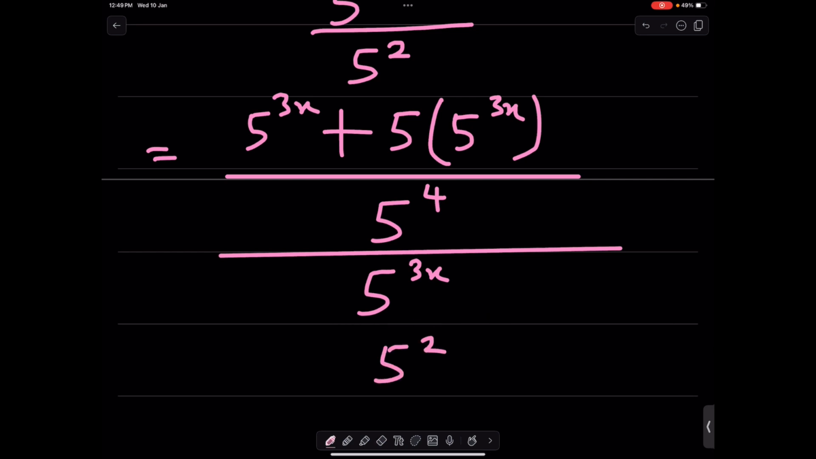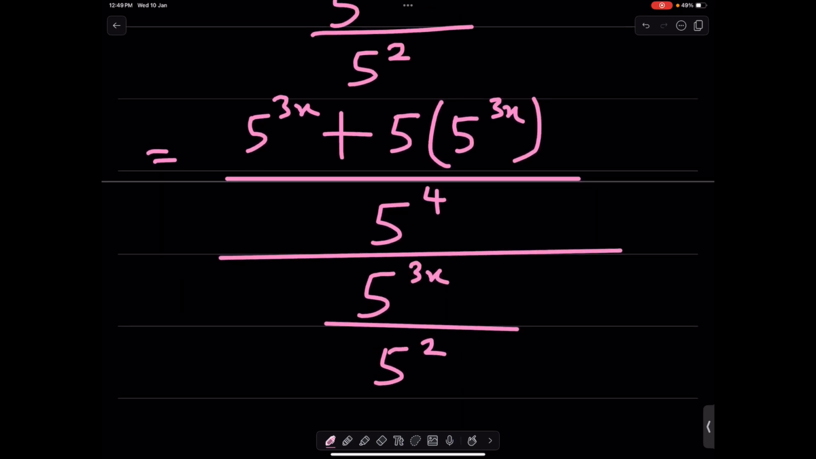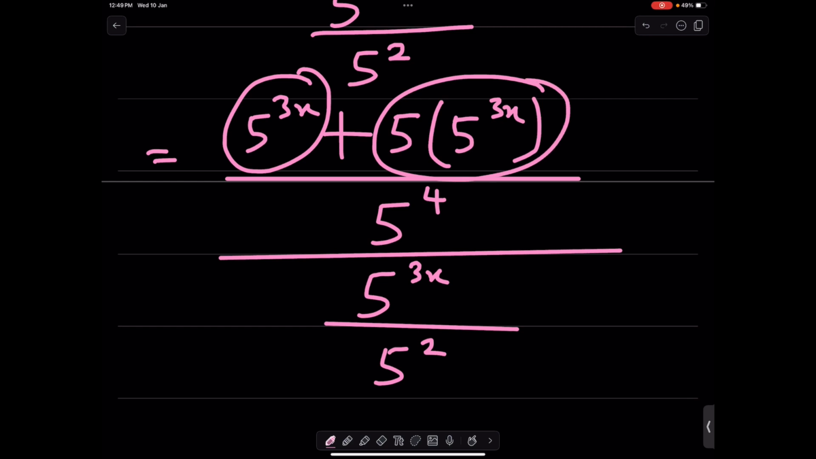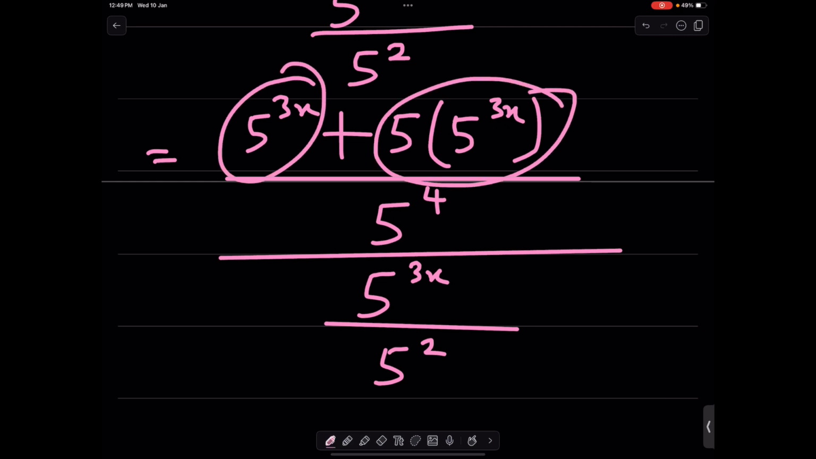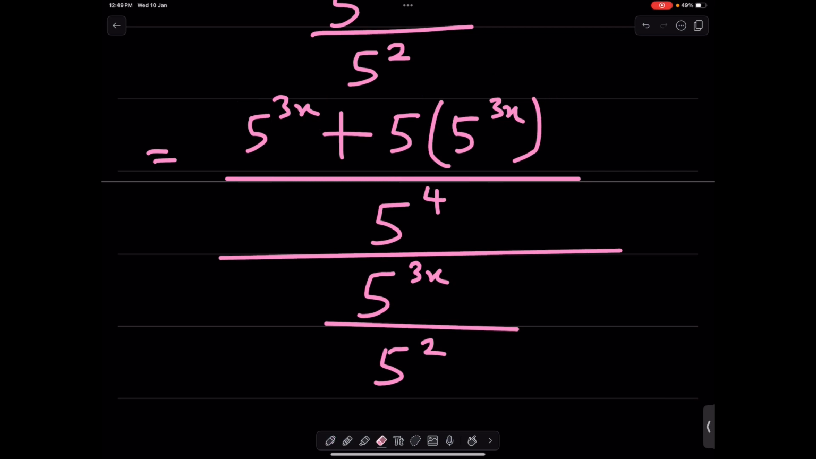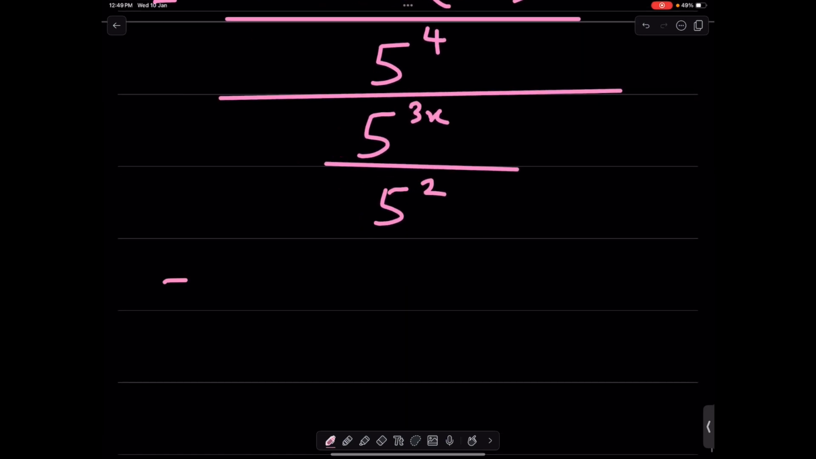5 raised to the power 3x all over 5 raised to the power 2. Now what happens here? 5 raised to the power 3x plus 5 times 5 raised to the power 3x is the same as 6 times 5 raised to the power 3x. That's just like saying 5 raised to the power 3x plus 5 raised to the power 3x in 5 places. That will be 5 raised to the power 3x in 6 places. So that simply means 6 times 5 raised to the power 3x.